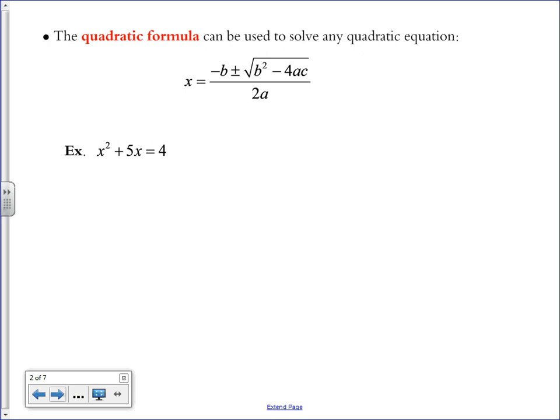numerator over 2a. It comes from completing the square, so if you've learned that method, the formula is derived from that. And it's a way of solving for both of the solutions for x without having to factor or use square roots. You can just plug a, b, and c into the formula.